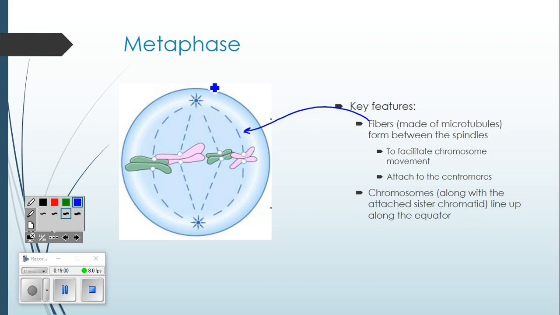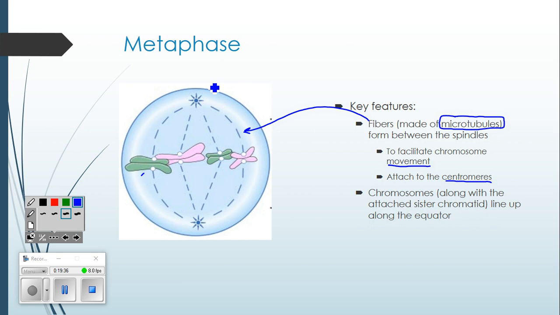Now these fibers are made of microtubules, and I'm highlighting that because the fact that they are made of microtubules is something that comes up in questions. There are ways to stop a cell from making microtubules that would affect cell division. Now the point of these fibers is to facilitate chromosome movement. And you should see in metaphase that there is a fiber attached to each centromere.